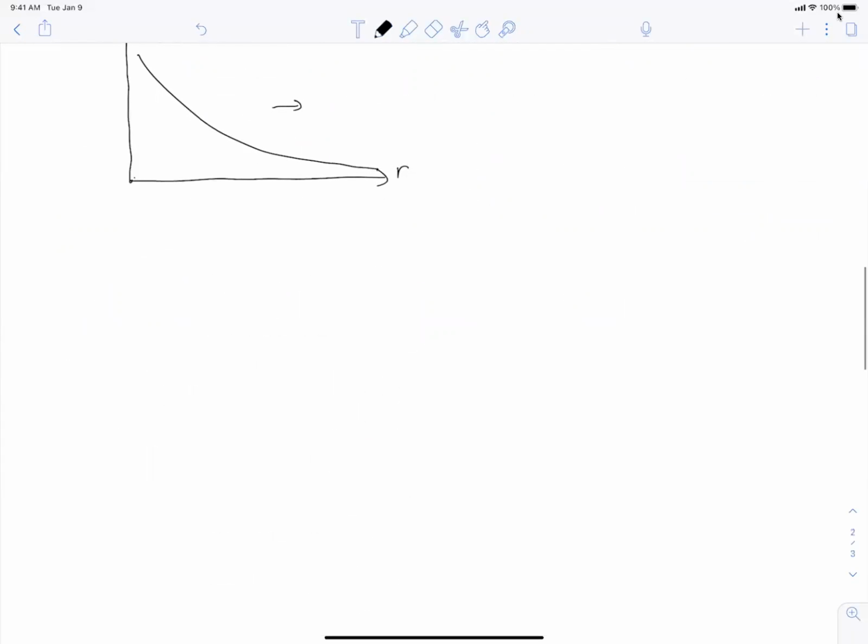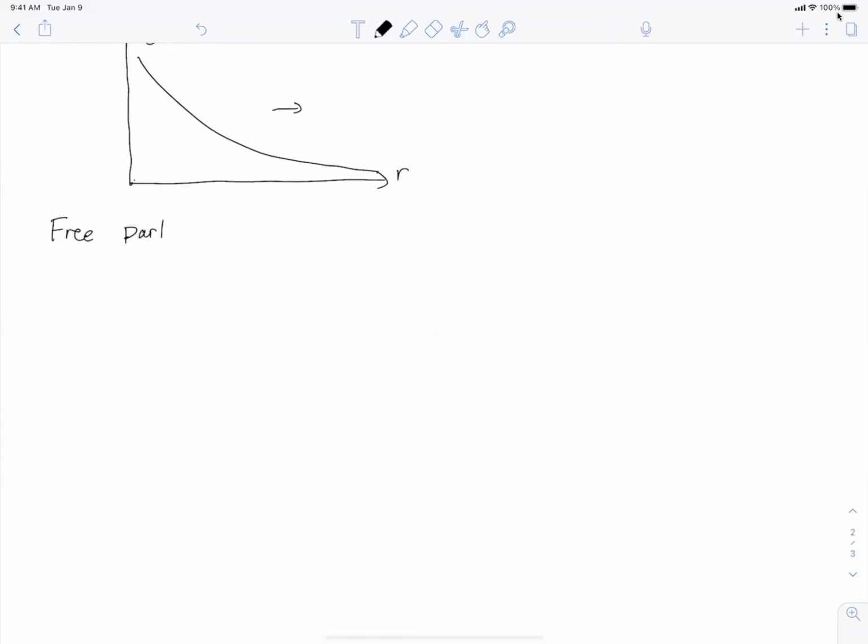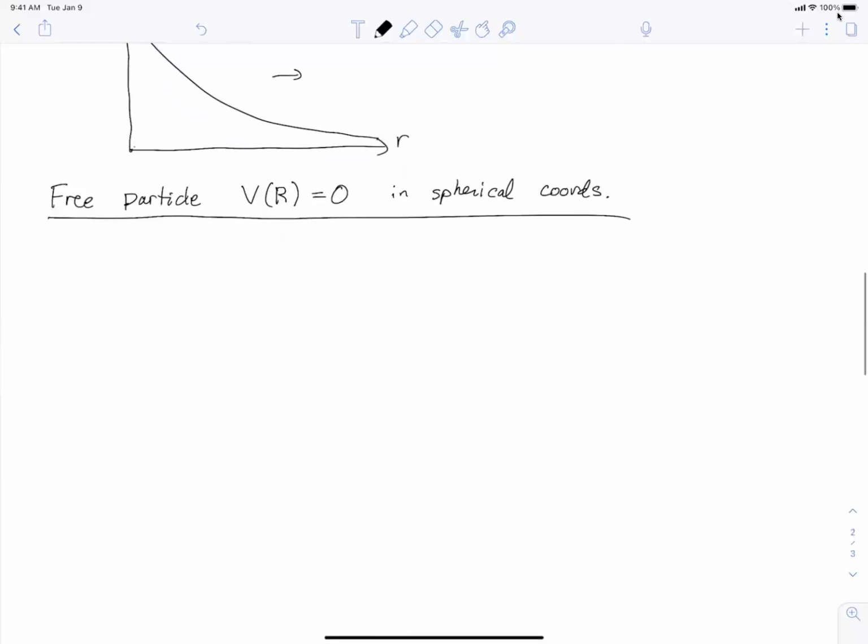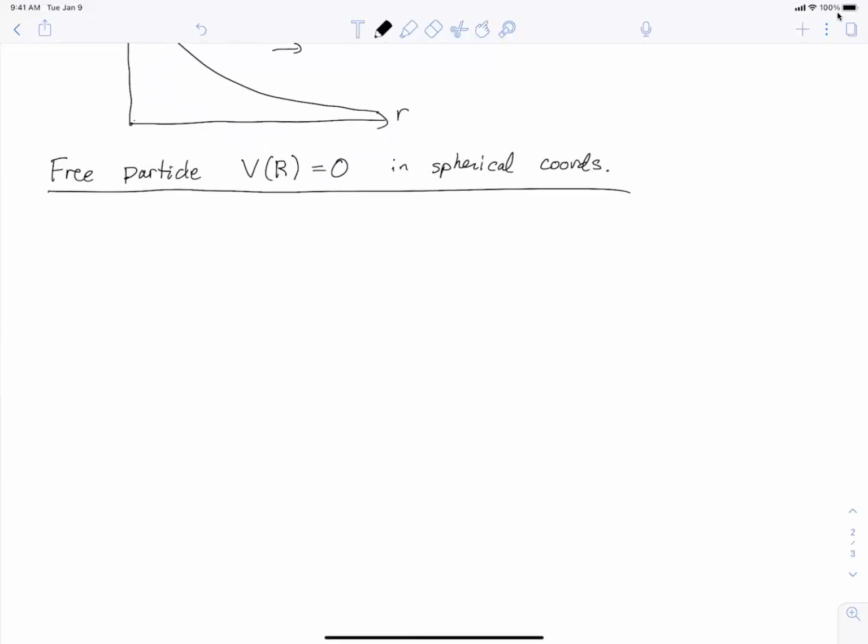Okay, so for a while, we're going to be exploiting this to treat various different problems, and we're going to start with the easiest thing we can do, which is a free particle. That means the potential, written as a function of the operator r, is 0. And we're doing this in spherical coordinates. Before doing that, remember that we already have a solution to this problem using a different complete set of commuting observables.